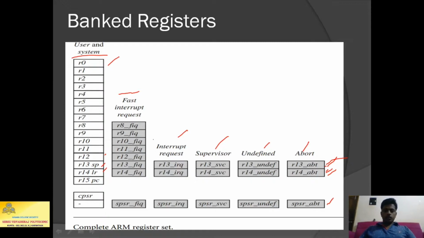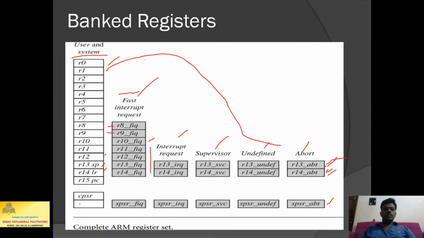So that means when the mode changes from user mode to FIQ mode, fast interrupt request, R8 is replaced by R8_FIQ, R9 is replaced by R9_FIQ, R10 is replaced by R10_FIQ, and so on. If the processor moves to undefined mode, then R13 is replaced by R13_UNDEF, and R14 is replaced by R14_UNDEF. So this is what happens here.